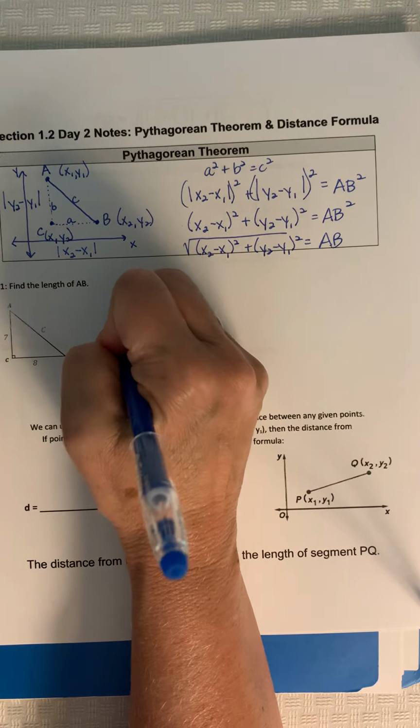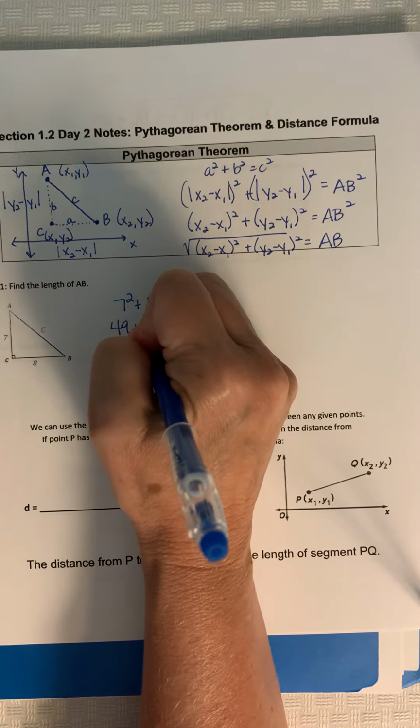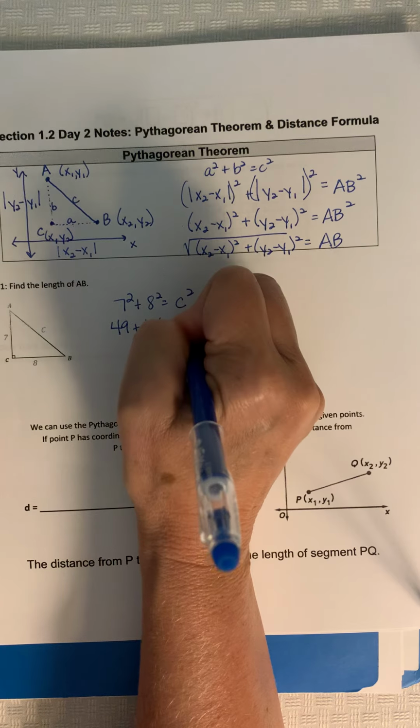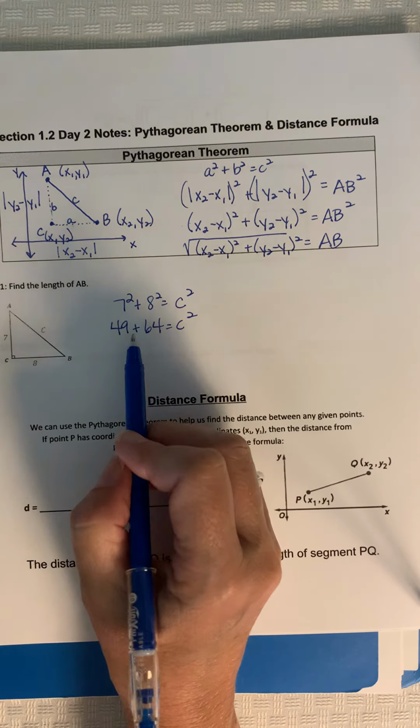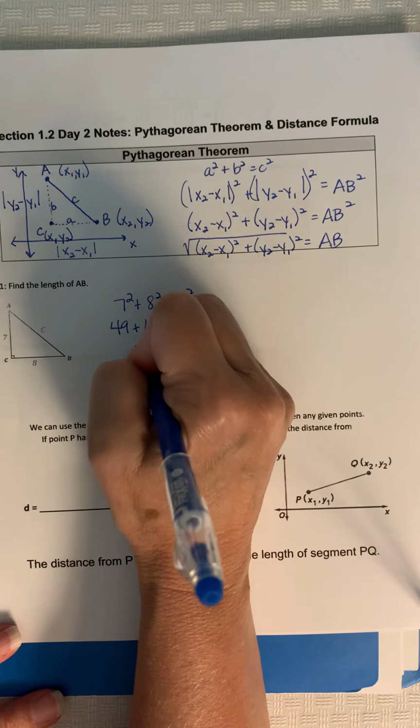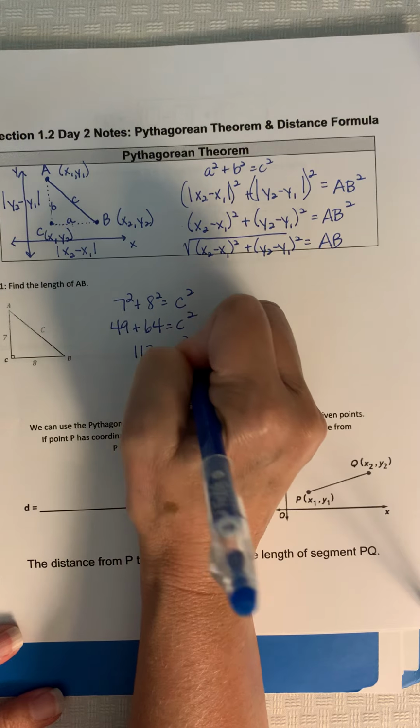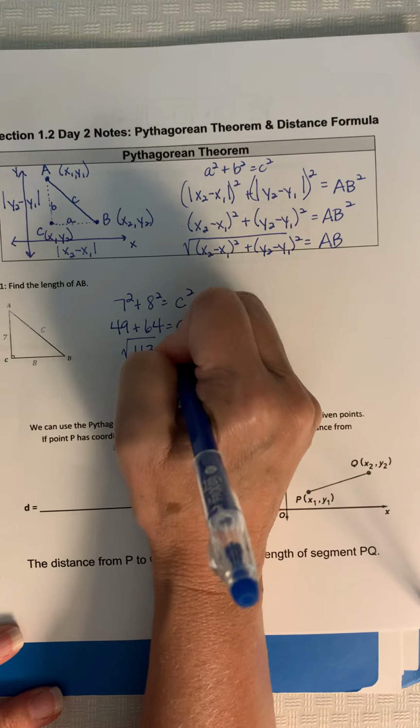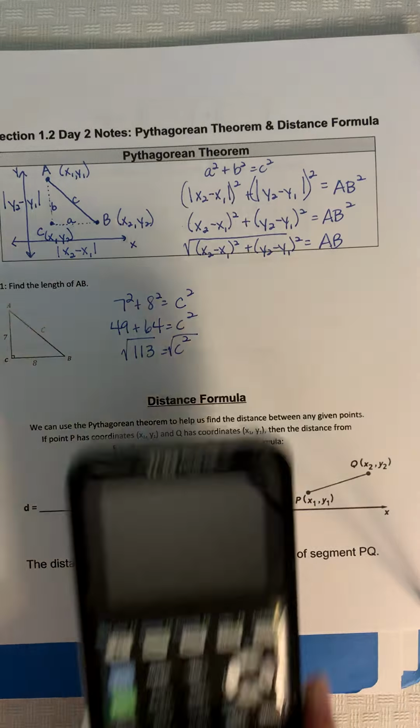Well, 7 squared is 49, 8 squared is 64, is equal to c squared. If I add these together, I'm going to get 113 is equal to c squared, and then I need to square root both sides. So that's when you pull out your calculator.